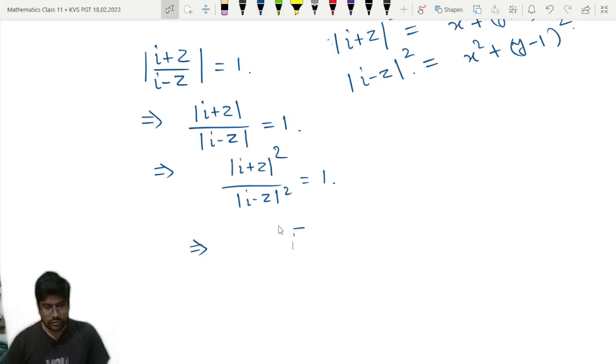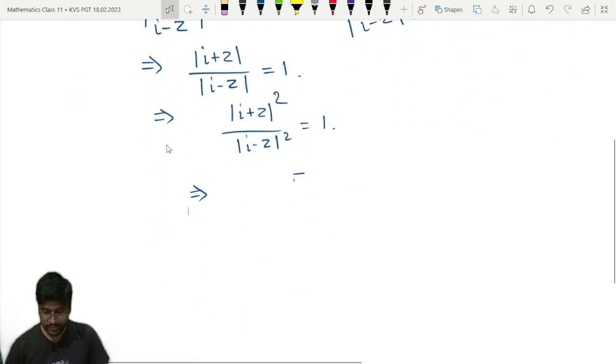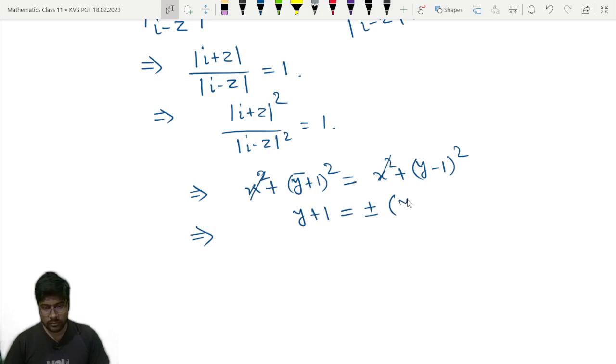So what was the modulus of i + z squared? That was x² + (y + 1)². So this will be x² + (y + 1)² equal to x² + (y − 1)². I have just put the values. So x² will be cancelled. So we will get y + 1 equal to ±(y − 1).